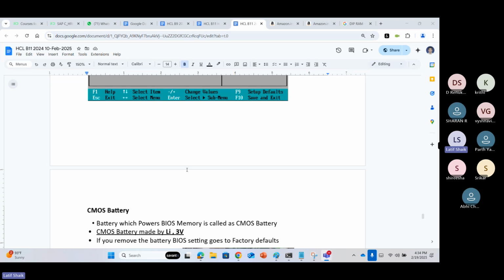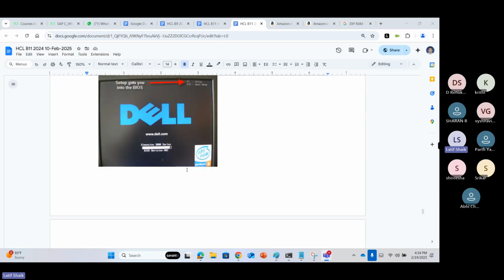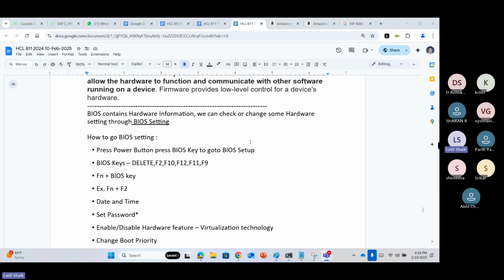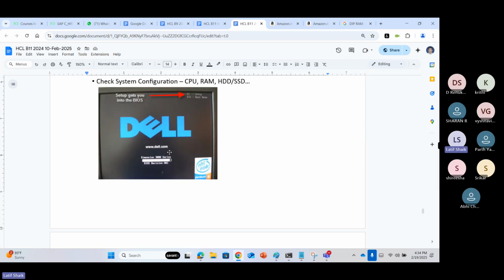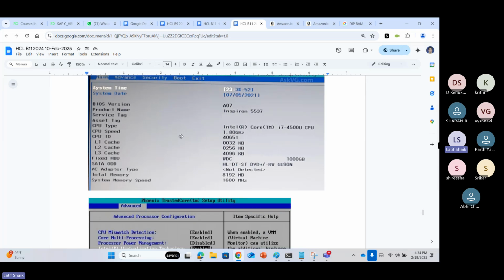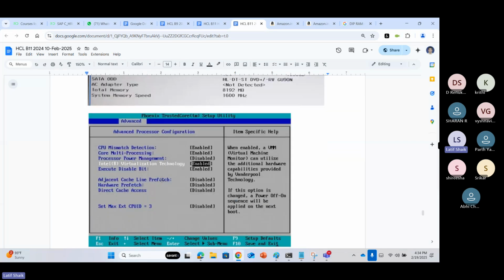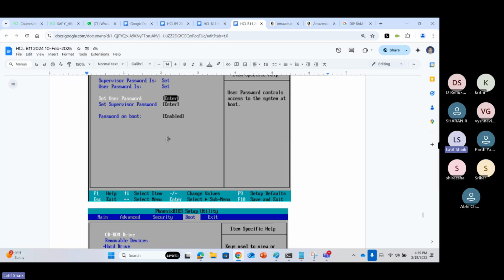Okay. So this is called a BIOS setting, guys. Why we should go to the BIOS setting is to change something or to check something. Checking hardware configurations, or changing date and time, hardware configurations, or boot priorities, and securing your BIOS settings from other access, you are able to do it.